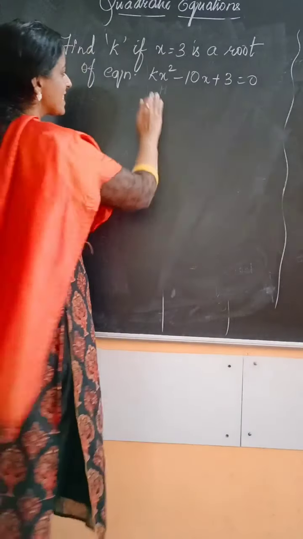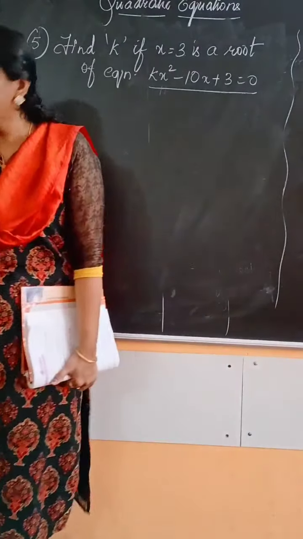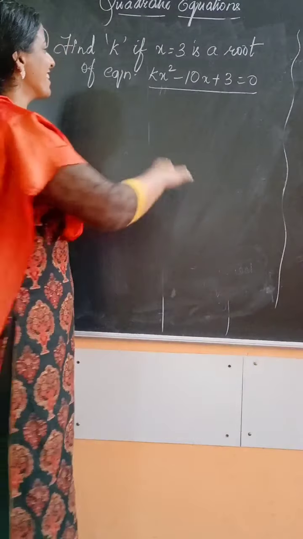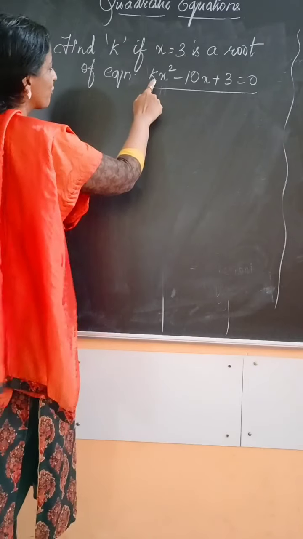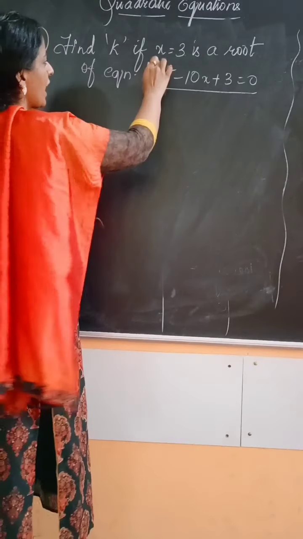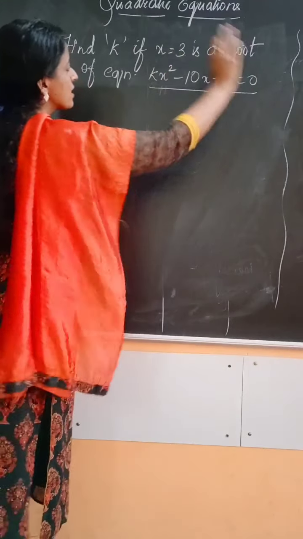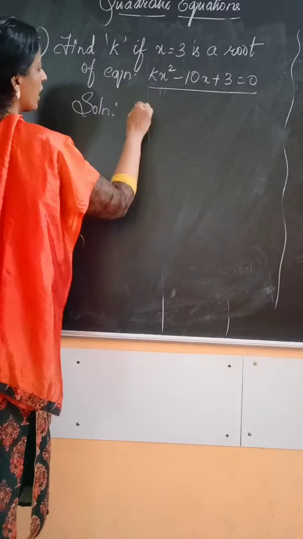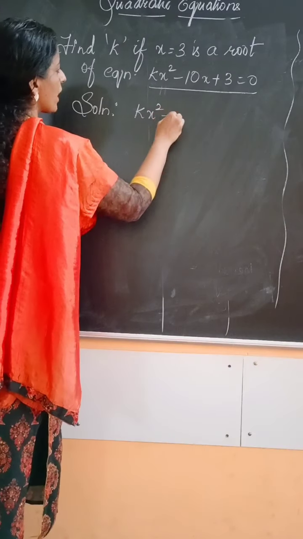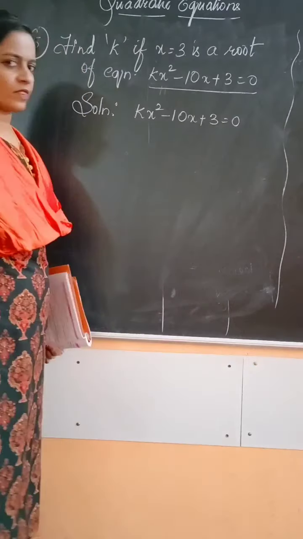See children, this is the equation. We have to find what is the value of k by substituting x is equal to 3. So let us put x is equal to 3 in this equation. So write solution. Copy the equation once. Kx square minus 10x plus 3 equal to 0.